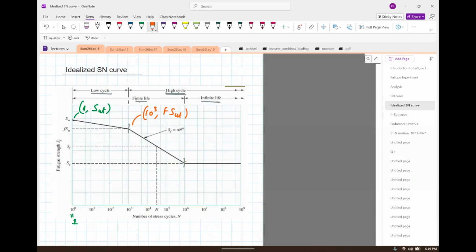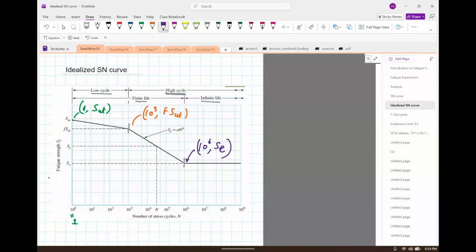And then we have this point. This is 10 raised to 6 for the x-axis, and SE for the y-axis. This SE is going to be very important, the endurance limit. We'll come to that in just a bit. Okay, so we've got this curve, and now the important thing here is that we are really interested in modeling this line. Now it turns out something which I did not tell you is this is actually a log-log plot.